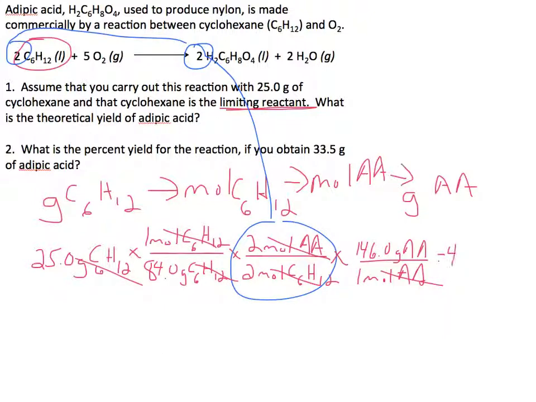we have 43.5 grams of adipic acid. Okay, and so that's our answer for part A.